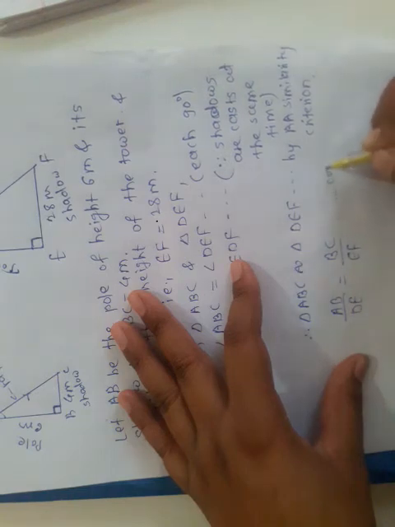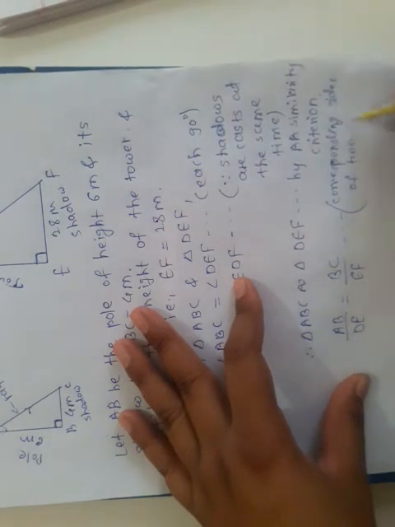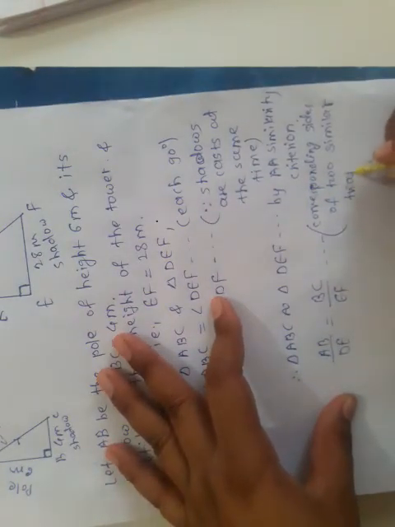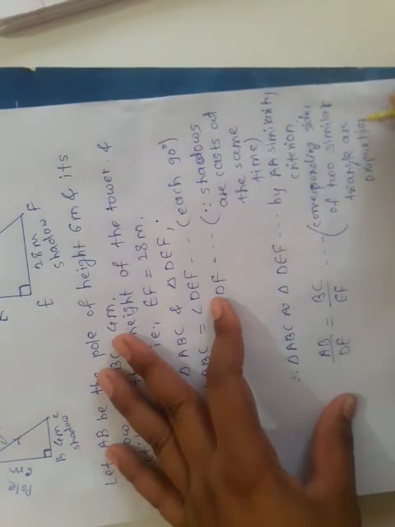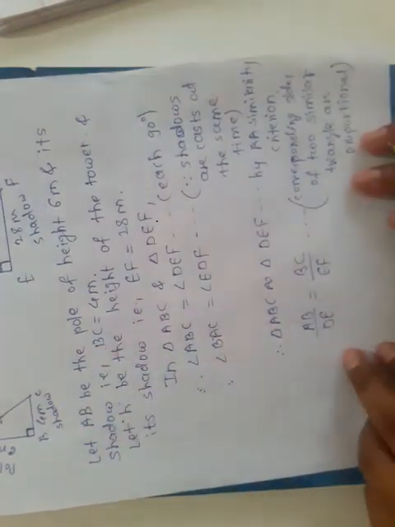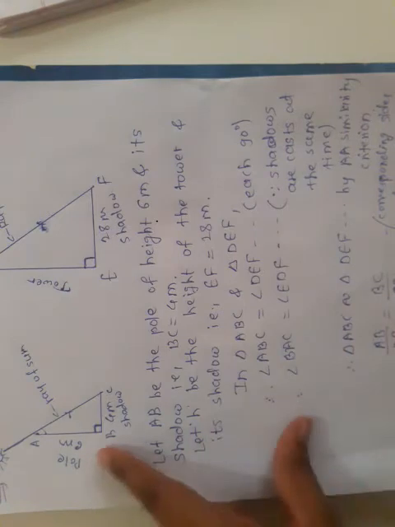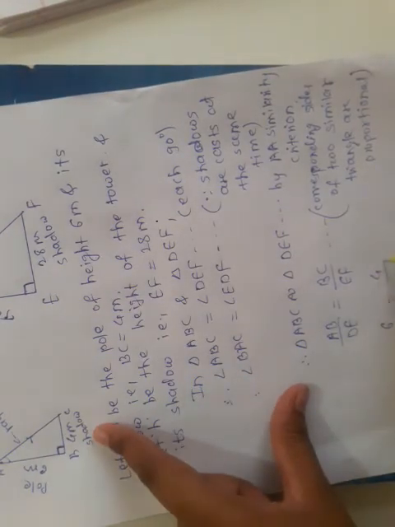Since corresponding sides of two similar triangles are proportional, we can take the ratio of the sides like this: AB upon DE is equal to BC upon EF. Now put all the values, which are given to us. We know very well AB is 6 meters. So write down 6 upon DE, which we have to find out and suppose it as H, is equal to BC, known to us as 4, upon EF, which is 28.